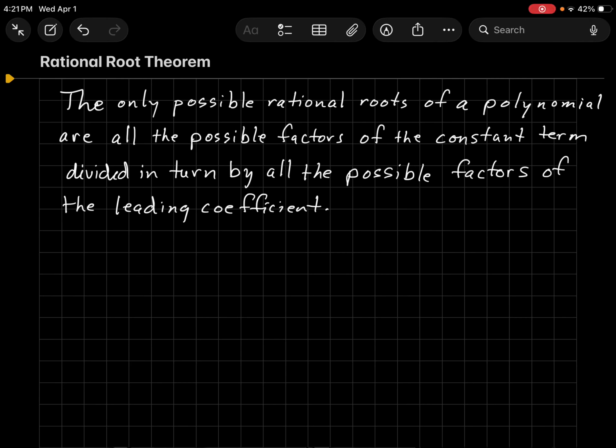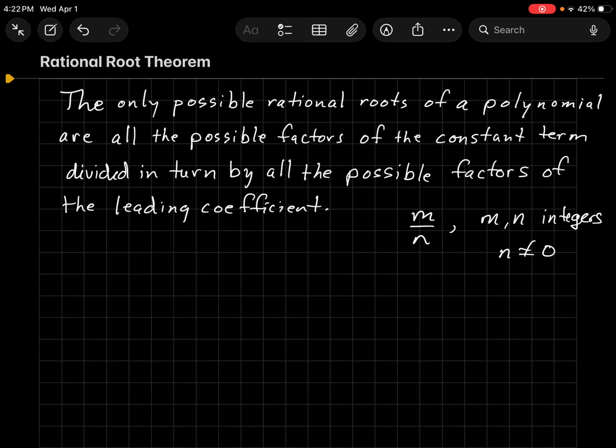The rational root theorem. The rational root theorem is a way to try to find the rational roots, that is the zeros of a polynomial of the form m over n, where m and n are both integers and n does not equal 0. That's what a rational number is. Basically a fraction. That's the way a lot of people think of it. But a fraction of only integers.